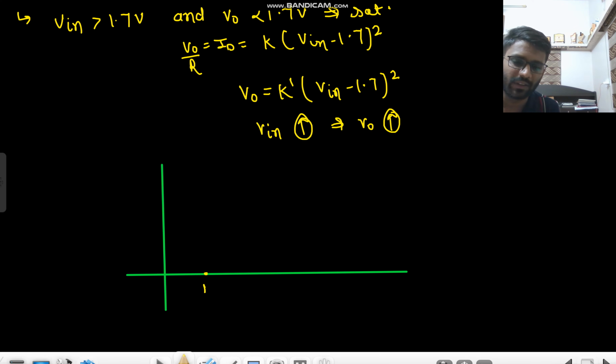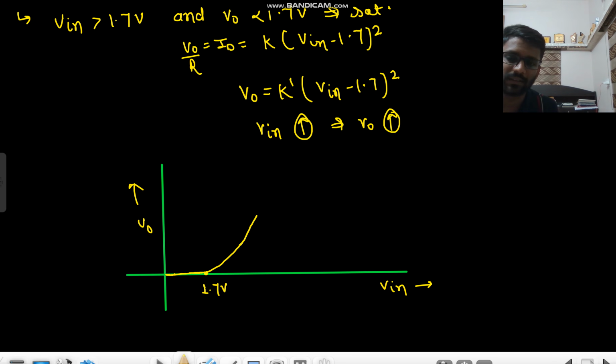Let us assume this is 1.7 volt, this is V naught and V in. Now this goes on increasing. This is the linear region. The V in is increasing like this. At some V in you will have V naught equal to 1.7 volt. At 1.7 volt you have V naught equal to 0 volt. At 1.8 you will have some V naught. At 1.9 you will have some V naught.